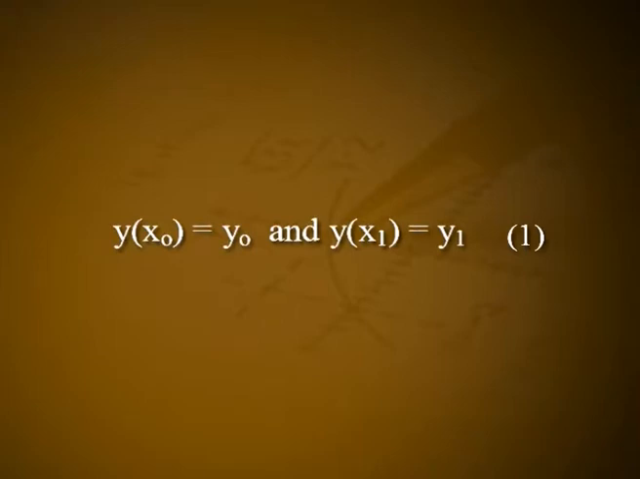Let the 2 points be represented by x0, y0 and x1, y1. Suppose we have a function y is equal to f of x which represents any curve joining the 2 points, such that the function y of x satisfies the boundary conditions y of x0 is equal to y0 and y of x1 is equal to y1. Let it be equation number 1.